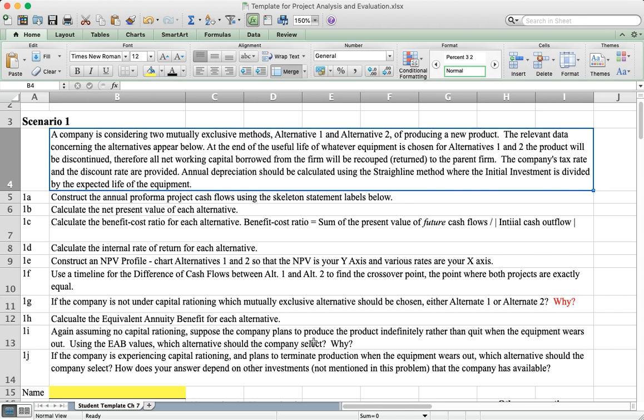The couple key points here: all net working capital that you borrow from the firm is going to be recouped or returned to the parent firm at the end. The company's tax rate and the discount rate are provided, and the annual depreciation should be calculated using the straight line method, where the initial investment is divided by the expected life of the equipment.